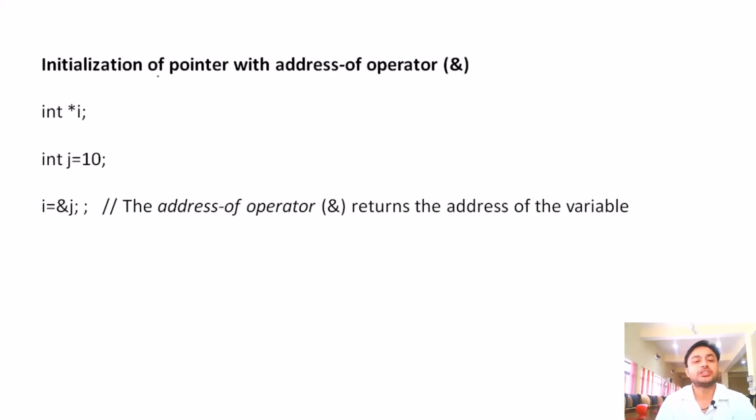Now the initialization of a pointer with the address operator. For example, this is a pointer and this is another variable, j equal to 10. The pointer holds the address of another variable. For that you have to use the address operator. You have to place this address operator before this variable. So the address operator will return the address of the variable, that is, it will return the memory location.